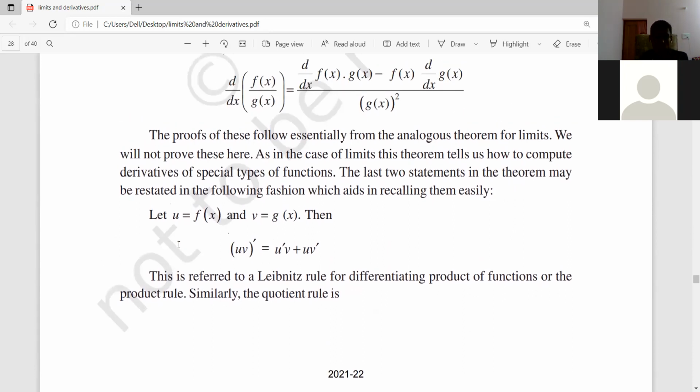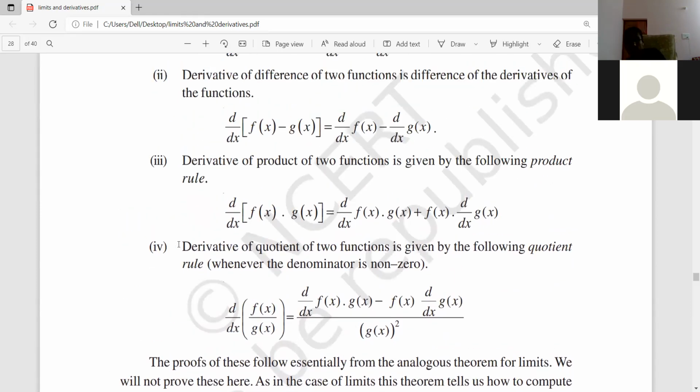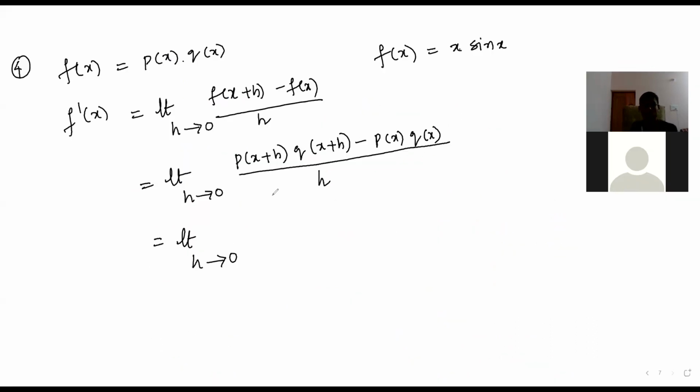This only is the formula: u v whole dash is u dash v plus u v dash, we say. You understand? First of all, keep u dash v. That means one function keep aside, the other function derivative. So this is referred to as the Leibniz rule of differentiation of a product of functions, or the product rule. The proofs of this follow essentially from the analogy. We will not prove this here. Proof is not given here anyway. Okay, we'll see the proof later.